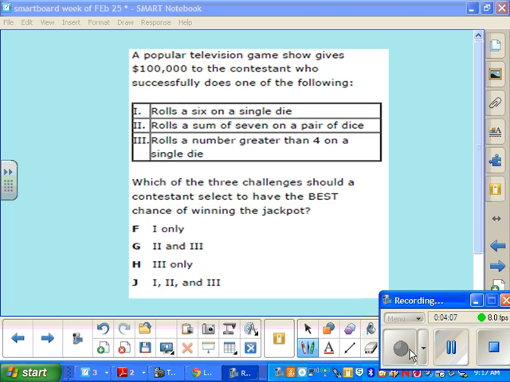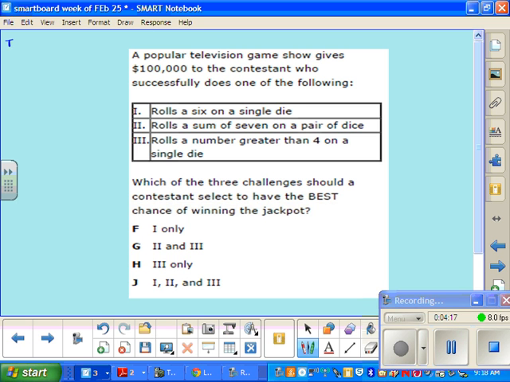A popular television game show gives $100,000 to a contestant who successfully does one of the following. Number 1, rolls a 6 on a single die. Number 2, rolls a sum of 7 on a pair of dice. Number 3, rolls a number greater than 4 on a single die. Which of the 3 challenges should a contestant select to have the best chance of winning the jackpot?